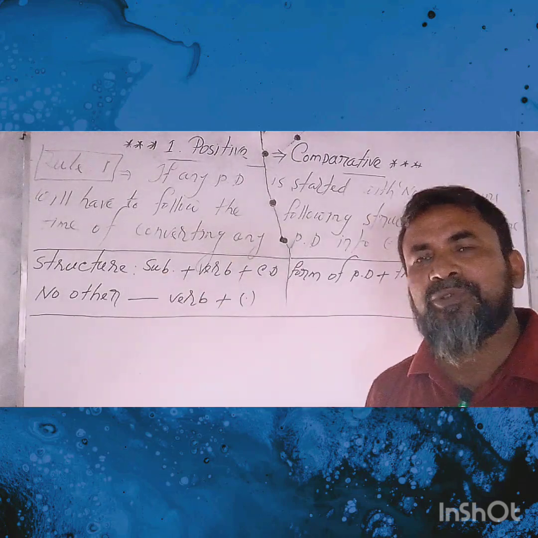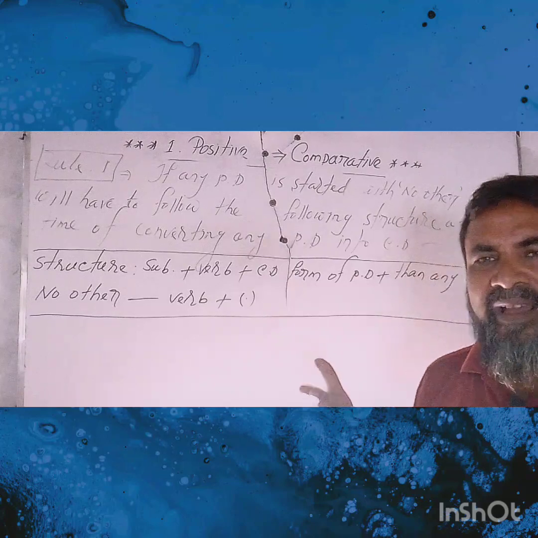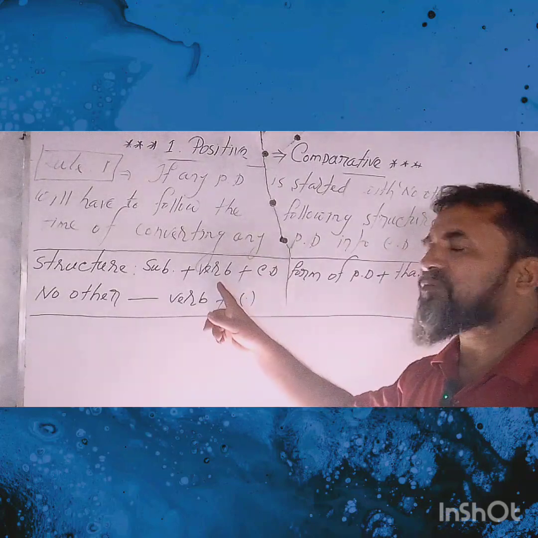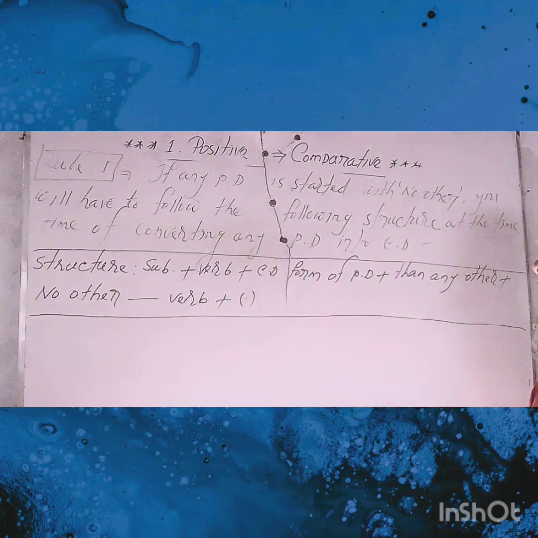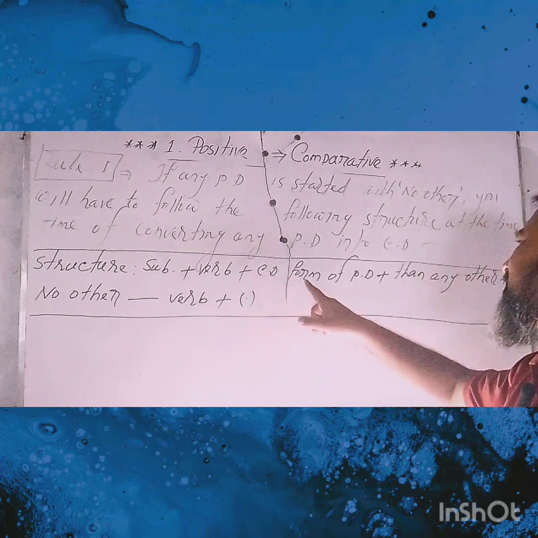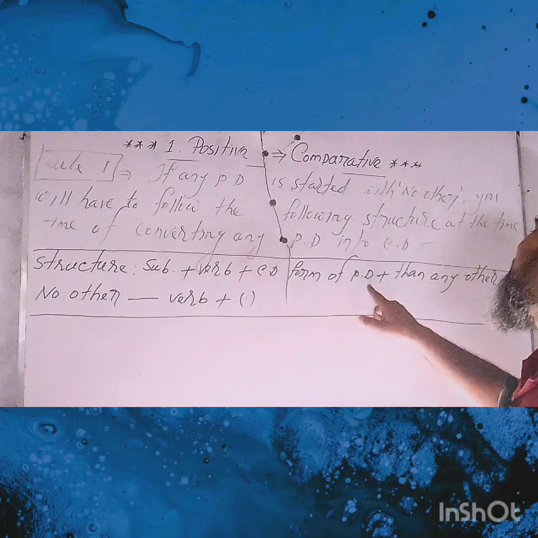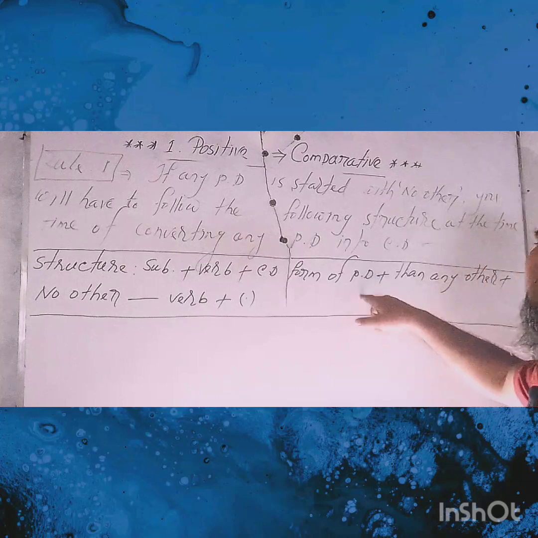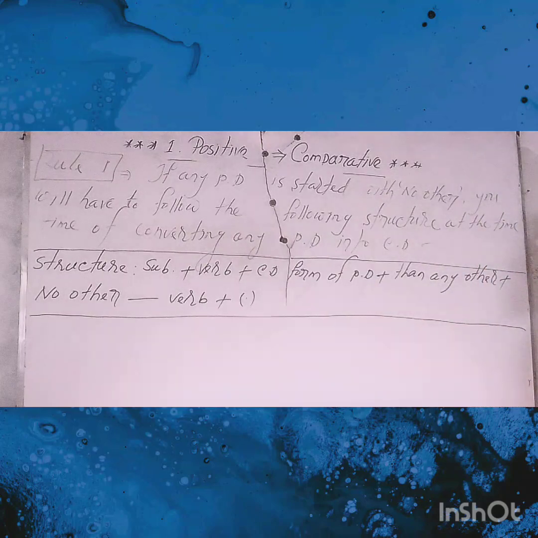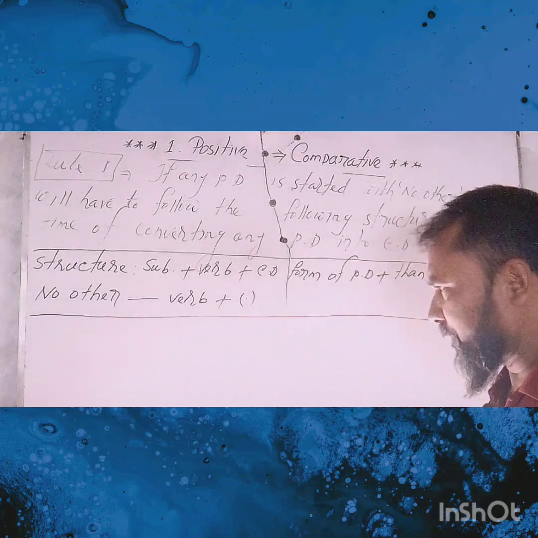Number one, you'll have to use the subject from the statement. Number two, you'll have to write down the verb. Okay. Number three, the comparative degree form of the positive degree. Number four, "than any other." Number five, the person from "no other" to the verb. And finally, end with the note of full stop.